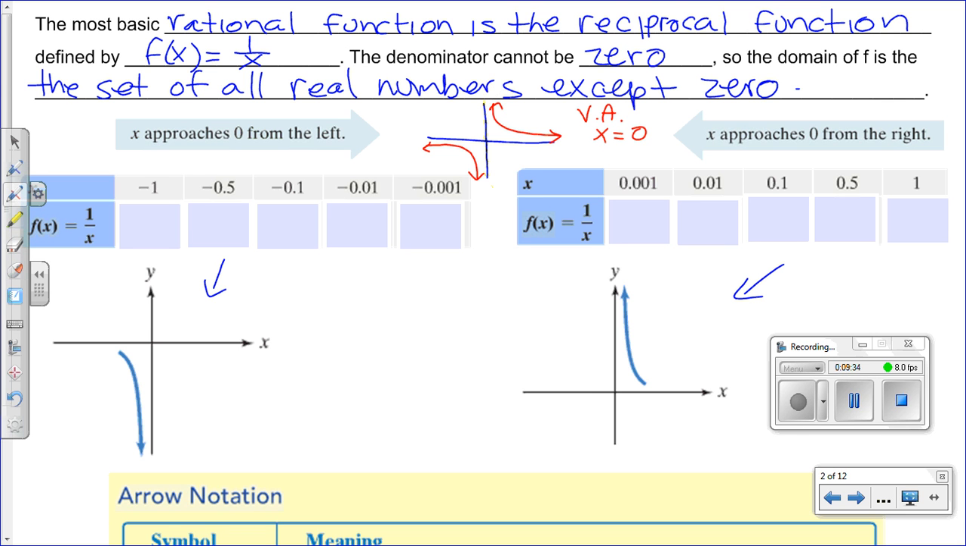Okay, so with your calculators, I'm going to ask you that you divide 1 by the x values that you are given here. So let's see. Who's ready with the calculator? I'll do the first one. So 1 divided by negative 1 is equal to negative 1. So what do you do the next one? 1 divided by negative 0.5.